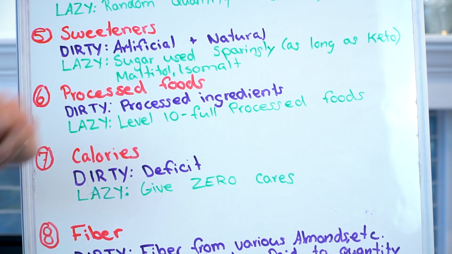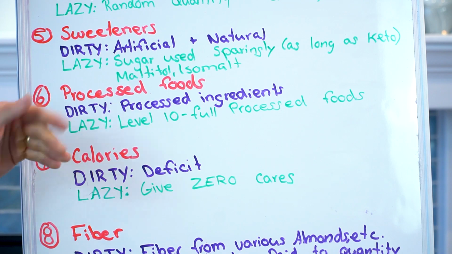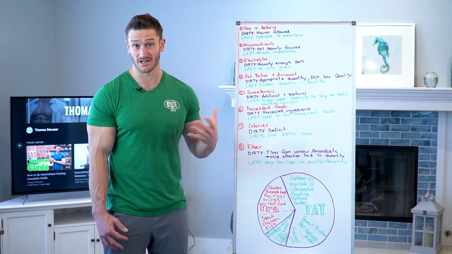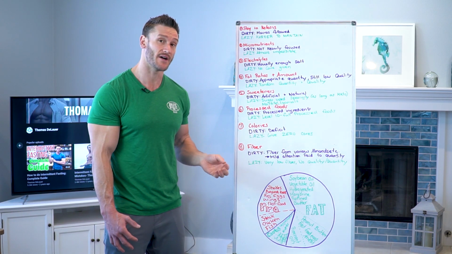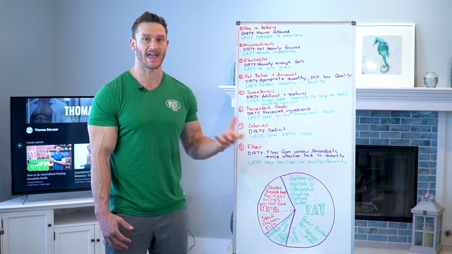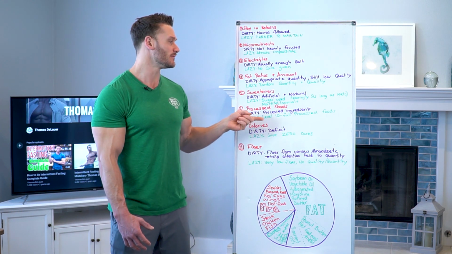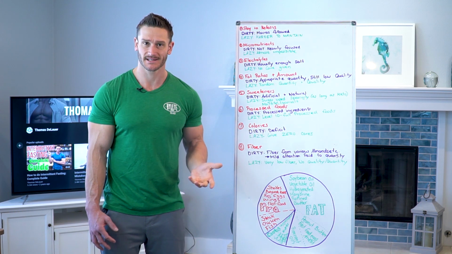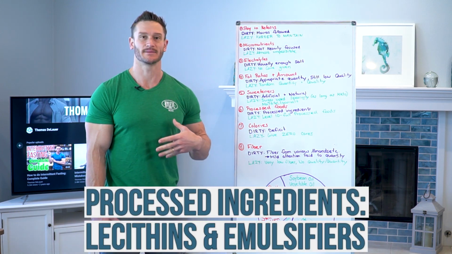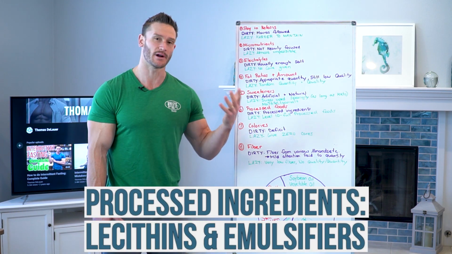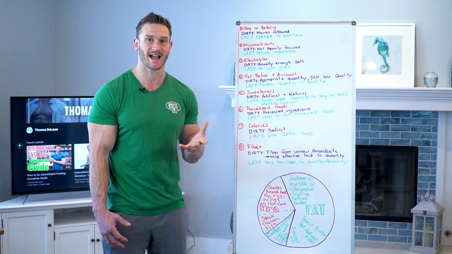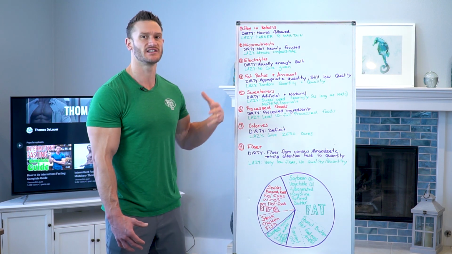Processed foods is a big one. With dirty keto or clean keto, for example, you're probably not having much processed food. And the processed food you are having is clean processed, where you're not having additives. Okay, dirty keto, yeah, you might have processed ingredients. You're gonna have things like possibly some different lecithins and possibly some different emulsifiers in the keto snacks and the treats that you're eating, but you're not having tons of it.